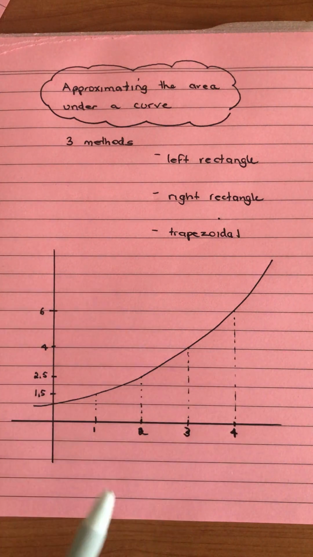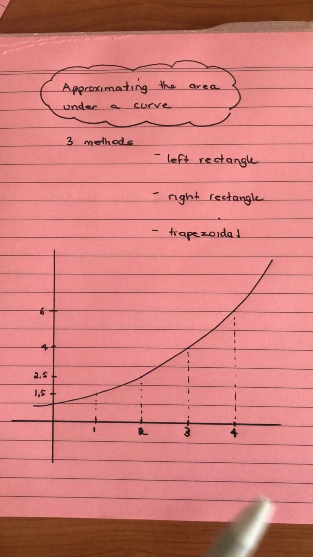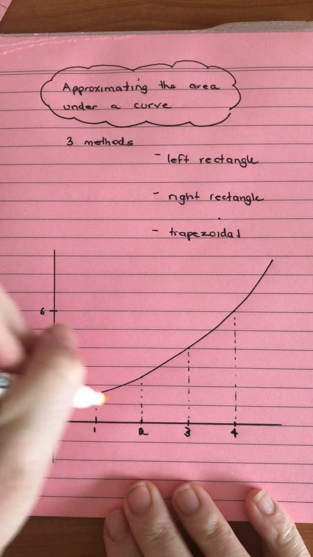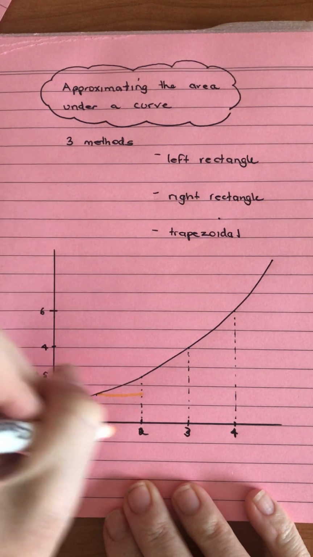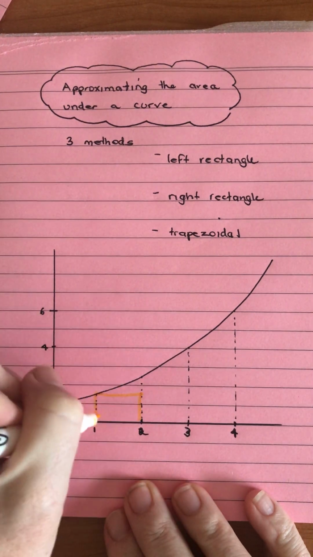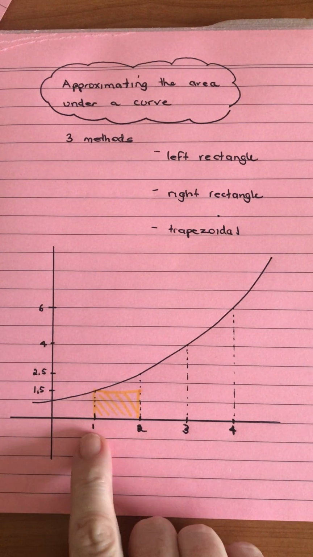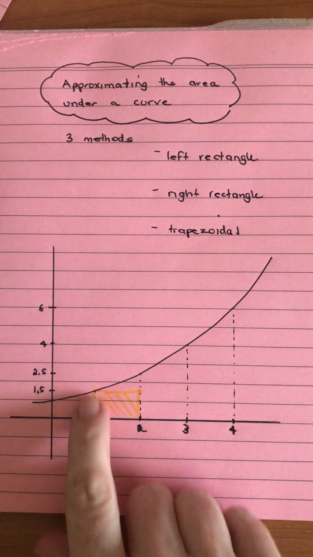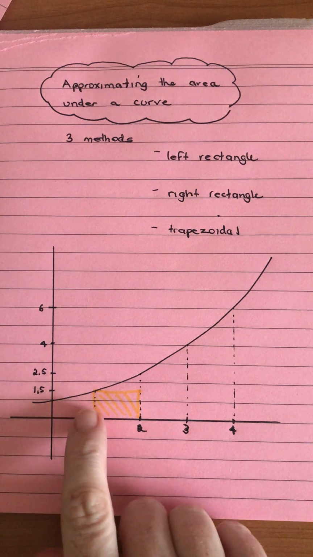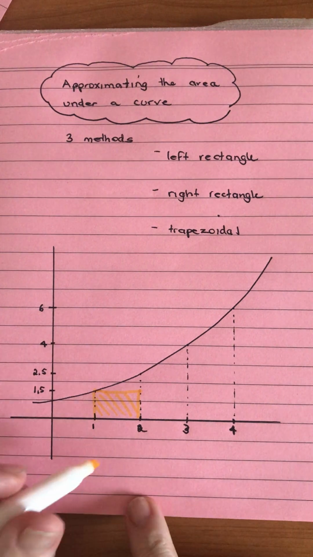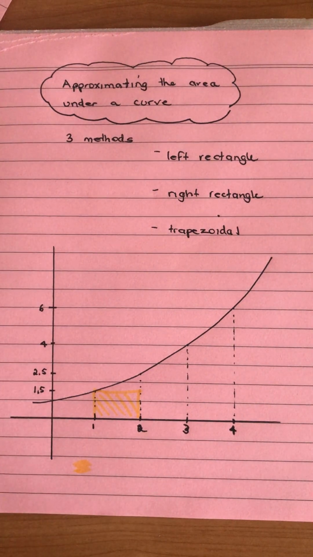So in the case that I've got here, the width of each of these gaps here is 1. So if I'm doing the left rectangle, I'm making a rectangle with that left endpoint. So say I'm going between 1 and 4. Then here is my little rectangle there. And I know that the area of that rectangle is going to be length times width, which is going to be the 1.5 times 1. So I know that the area of that little rectangle is going to be 1.5.